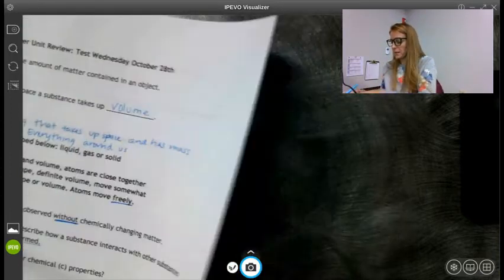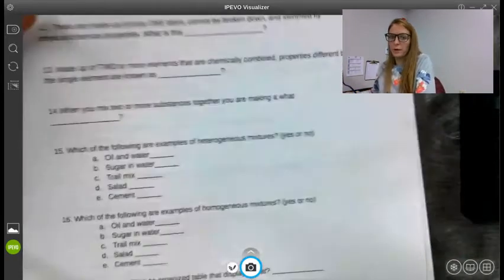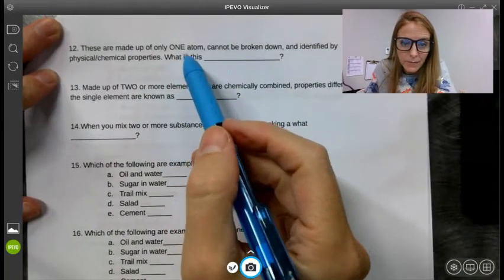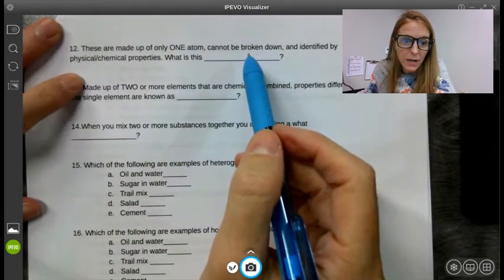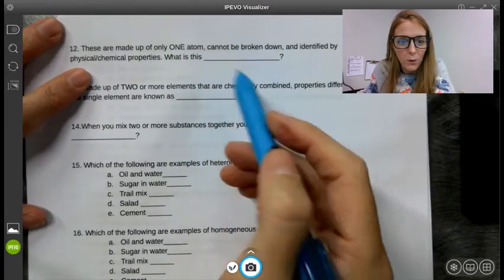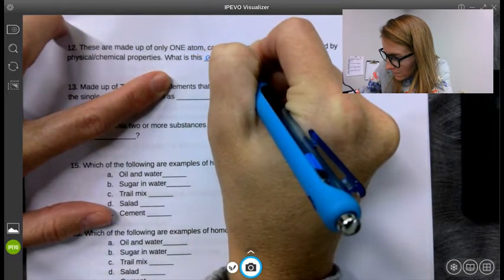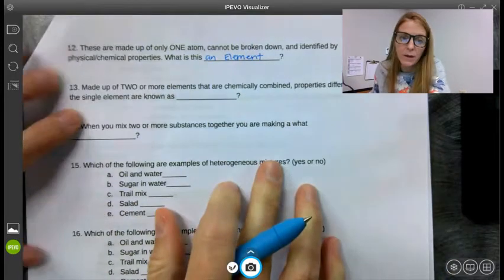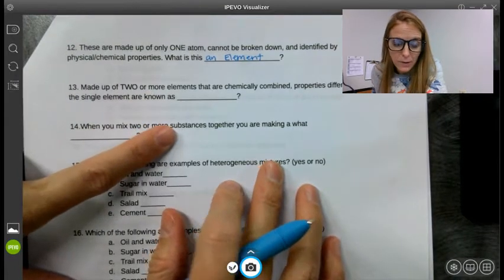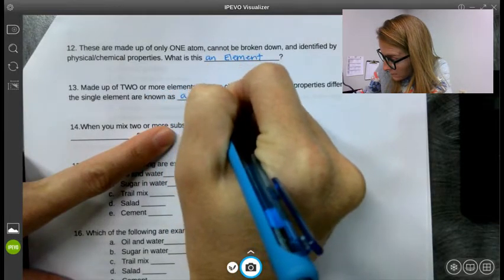Okay, all right, so next page is going to be getting into the newer information that we did here. So number 12, these are made up of only one atom. They cannot be broken down, and they're identified by their physical and chemical properties. They're on a big table, organized on that. That's going to be an element. Okay. When you take two or more elements and you combine them together, that's going to form a compound.